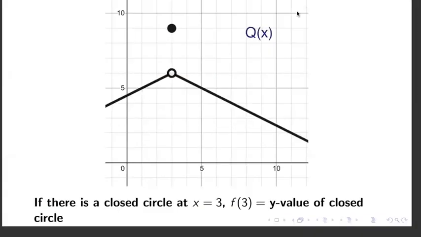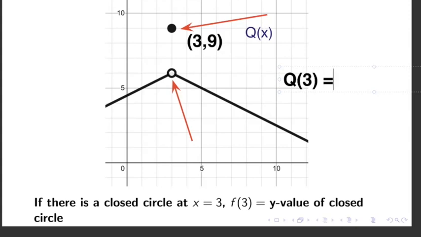This often throws people a bit, so just to emphasize, if you see an open circle and a closed circle, and you're trying to evaluate the function, look for the closed circle. In this graph, there's an open circle and a closed circle. At x equals 3, we care about the closed circle. This happens at the point (3, 9). So q of 3 is equal to 9. The fact that there's this open circle just tells us don't look here for the function value.